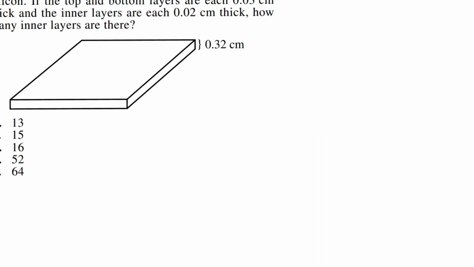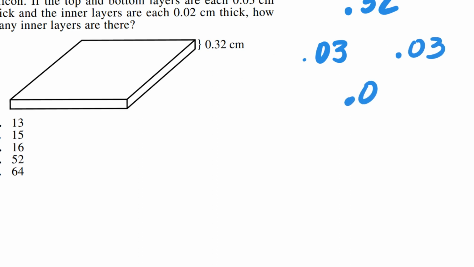So as we take a look at this one, we were told in the instructions that a computer chip has a thickness of 0.32. It's made up of layers of silicone on the top and bottom. Each have a layer of 0.03. So obviously it only has one top and one bottom. So we will label those. The bottom is going to consist of 0.03 and the top is going to consist of 0.03. So of our 0.32, we've accounted for 0.06.